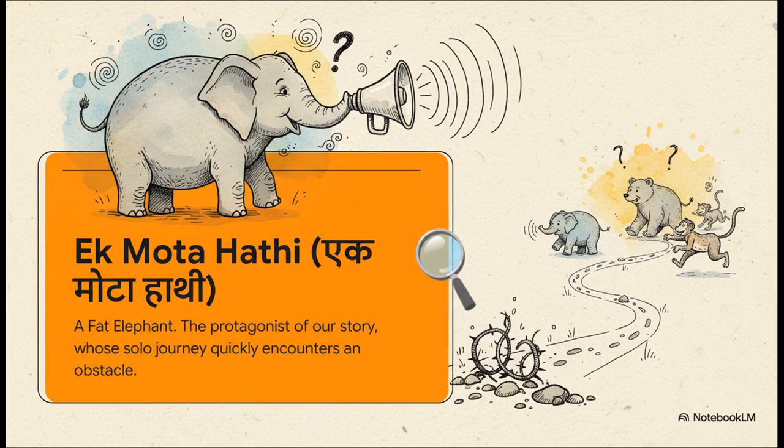What's so cool here is how the rhyme sets up the main rule of the game right away. Our hero, this elephant, he's not a go-it-alone type. The second he runs into trouble, his first move is to call for backup. And that one little action is what sets this whole chain reaction in motion.